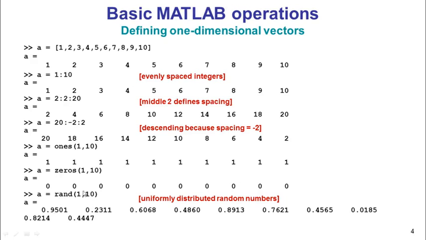And these numbers here, 1 comma 10, tell us the dimensions of the vector or the array that we're going to end up with. What this means is 1 row, 10 columns. So everything we've shown on this slide has 1 row and 10 columns. Next we're going to talk about variables that might have different numbers of rows and columns.